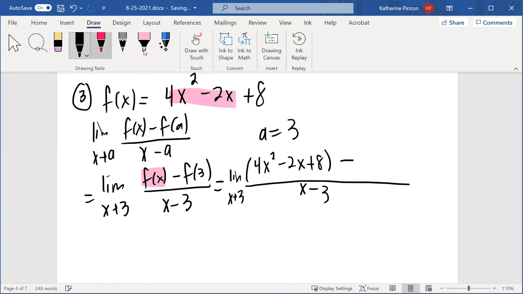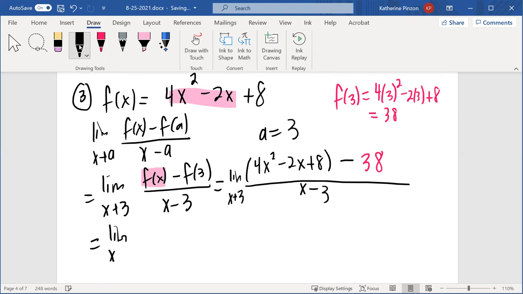F of 3, to find f of 3, I've got to plug 3 in. 4 times 3 squared minus 2 times 3 plus 8 gives me, let's see, 9 times 4 is 36, minus 6 is 30, plus 8 is 38. Equals the limit as x approaches 3 of 4x squared minus 2x minus 30 over x minus 3.